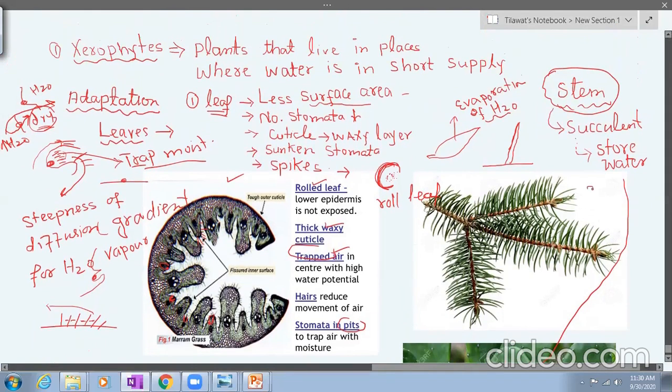Another adaptation of these plants, this one I will put here: one, two, and the third one we will write about roots. These plants have long roots. Why? We know roots absorb water from the soil, so the roots reach far away water, because the plant lives in a place where water is in short supply. Am I clear? So these plants should have long and widespread roots.